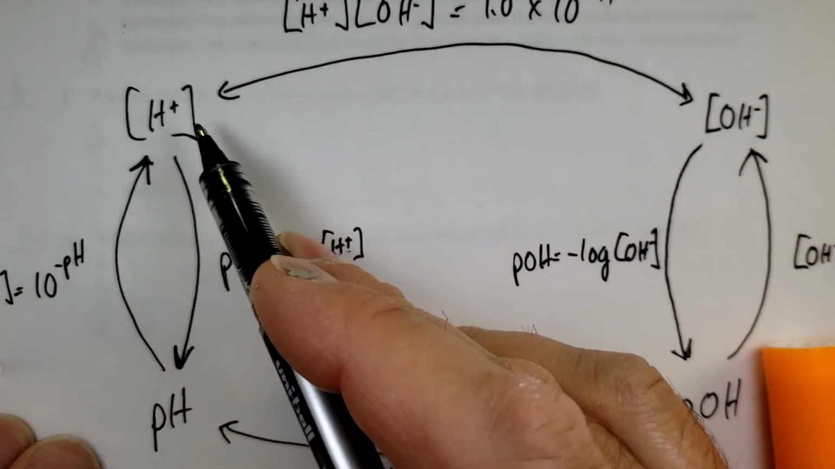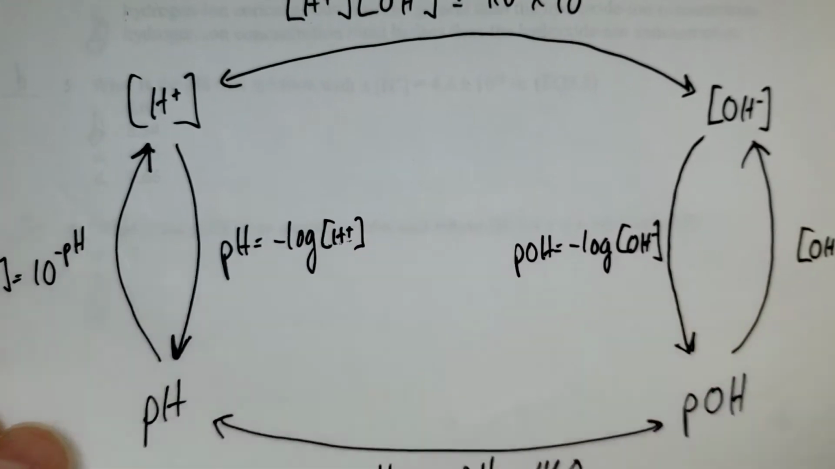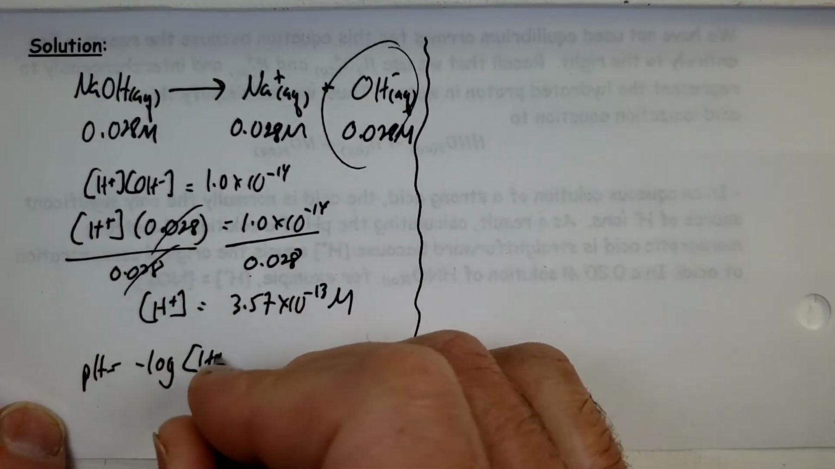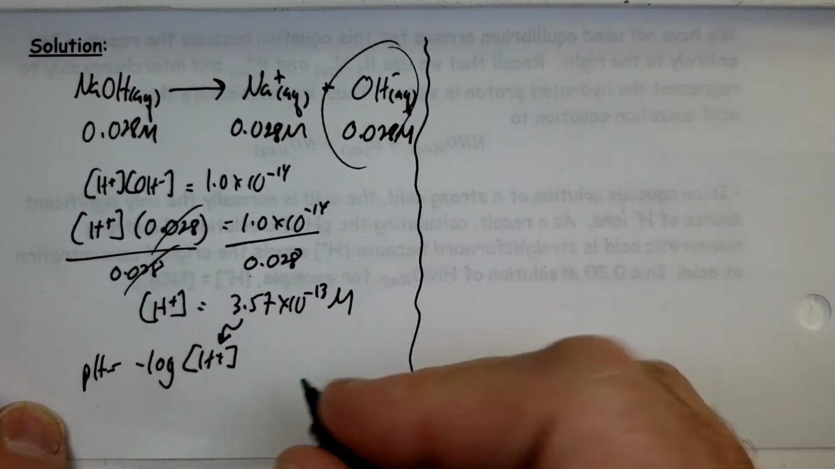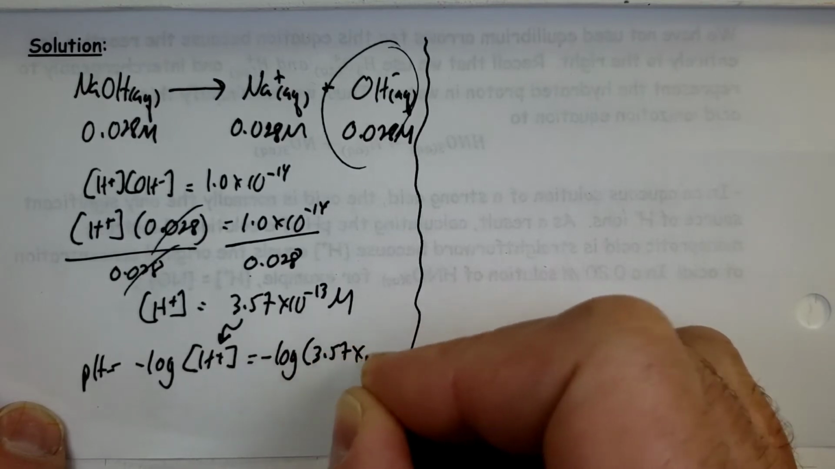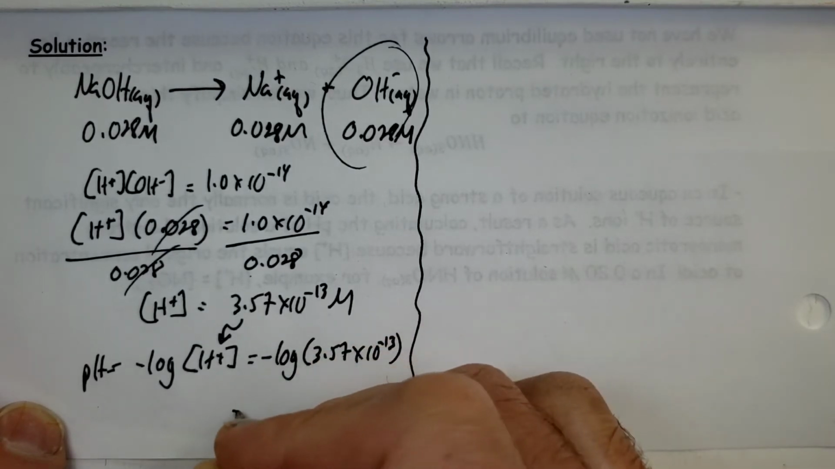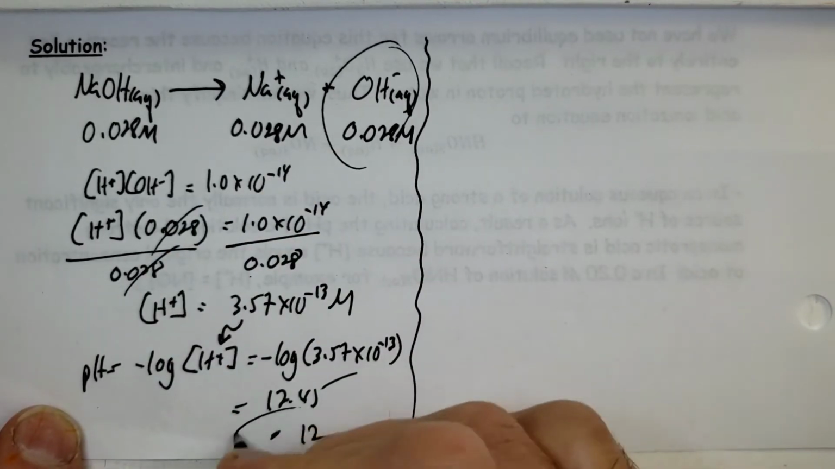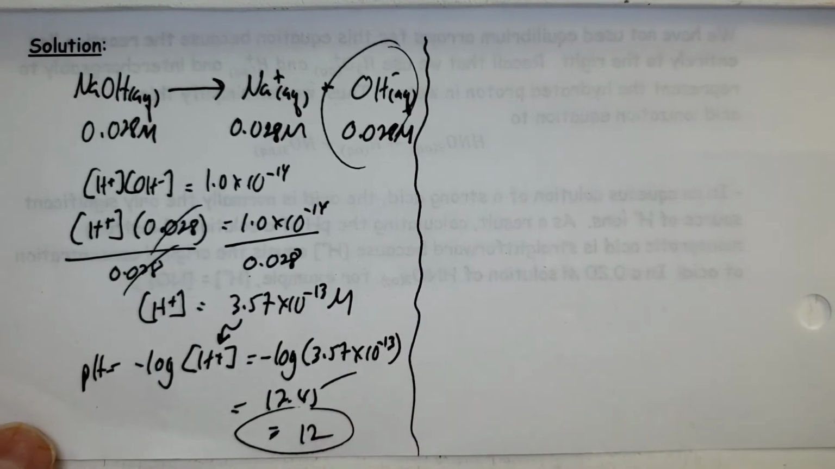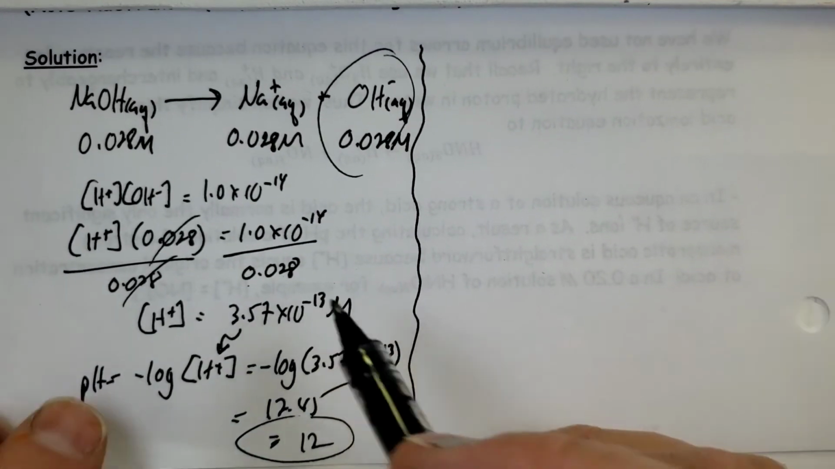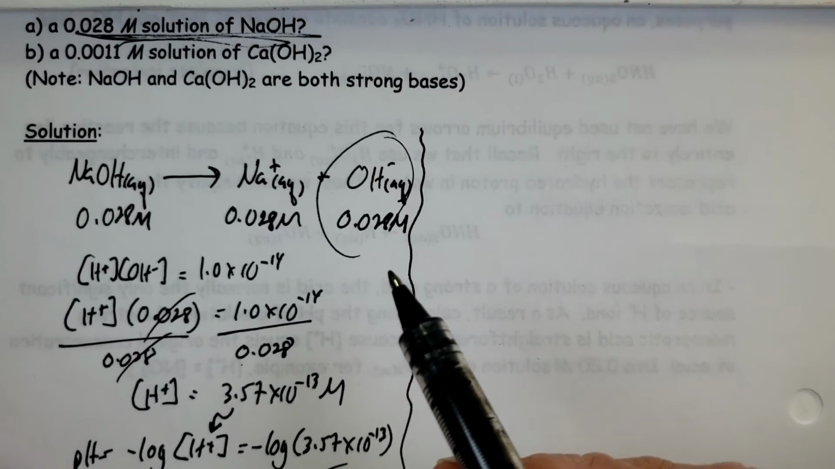So once we know hydrogen ion concentration, we take the negative log of that to get pH. So pH is equal to the negative log of the hydrogen ion concentration. So we're going to put that in. It's the negative log of 3.57 times 10 to the minus 13, which is 12.45. Let's see, I'll round that to 2 sig figs. So we can see that is a pH of 12. And it's above 7, so that indicates a base, doesn't it? Anything above 7 is basic, anything below 7 is acidic.